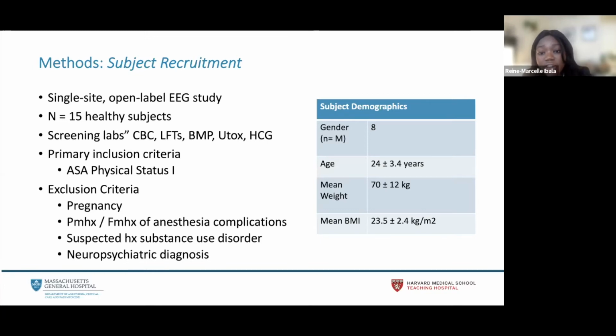In looking at our study cohort, on average, they ended up being young patients with an equal-ish number of men and women. 8 out of 15 were men, and they averaged at about 24 years old. They all had a BMI of about 23.